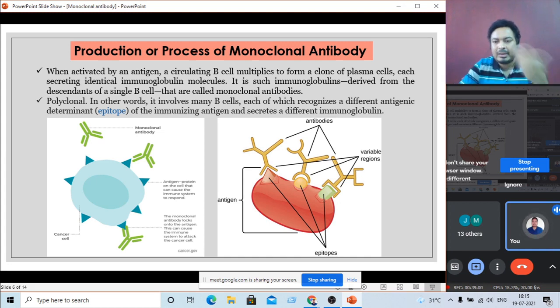In the case of natural immunity, we produce this type of immunity. This is the natural condition and this is the artificial condition.